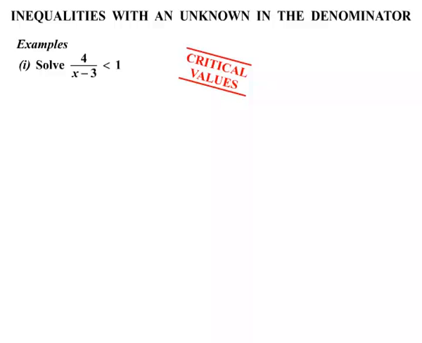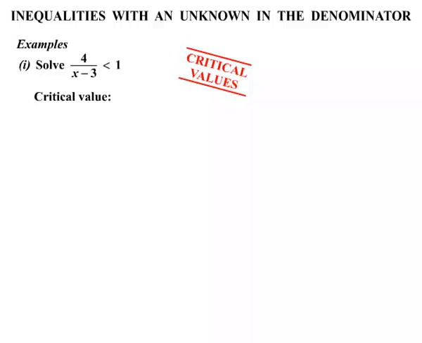Now in this lesson we're looking at inequalities with an unknown in the denominator. Let's look at some examples. In this one we need to solve 4 over x minus 3 is less than 1. Now the concept we're going to consider is the idea of critical values.